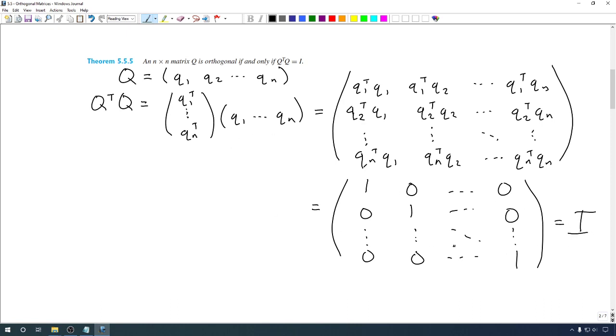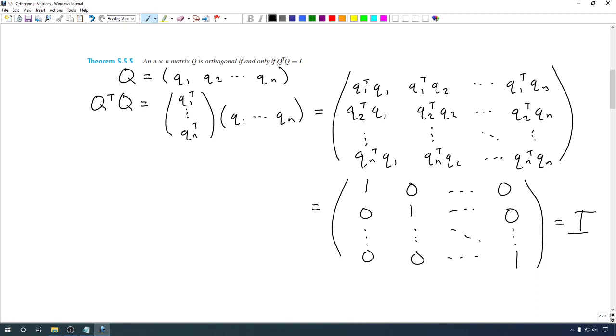And in fact, we can go the other way. The fact that we got the identity matrix here just means that this matrix of all the inner products, all the scalar products really, is equal to the identity matrix. So each of these has to be exactly what we want it to be for the columns of Q to be orthonormal.